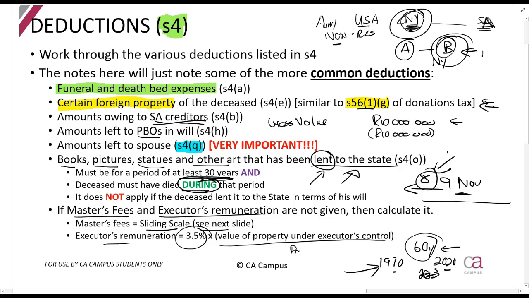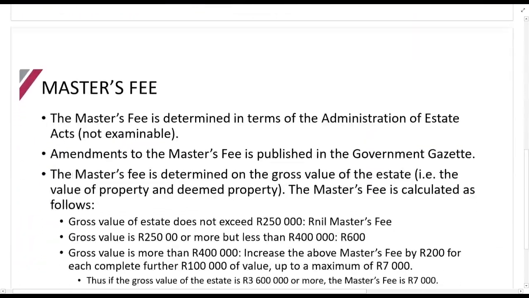So it's property plus the deemed property, right? And then we say less deductions. So we calculate the 3.5% on the value before the deductions. So that's why it's important. Most of the deemed property was not under the executor's control. For example, a donation mortis causa, that's already gone to the person who receives it. Right, it's not in the executor's control, so we don't calculate on that. As I said, guys, this is a little bit more complicated and outside of the Estate Duty Act, so I'm just giving you a bit of background information there.